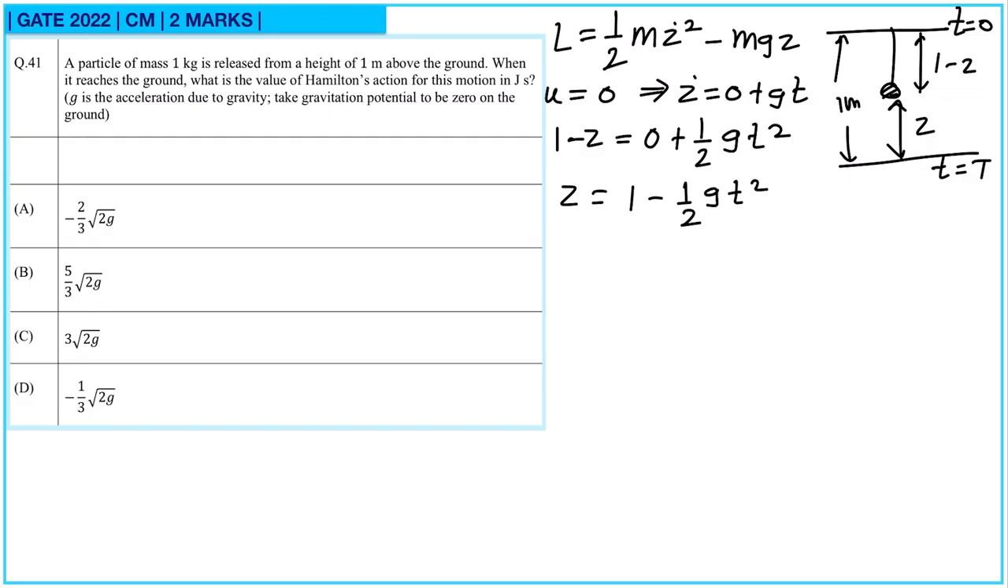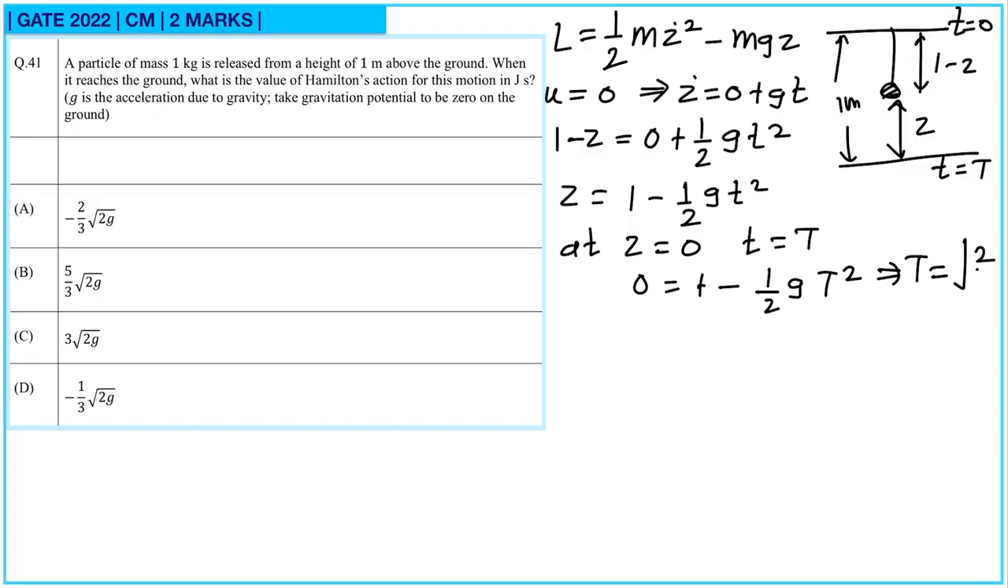So this is the Lagrangian, we can substitute it here, and we need the time interval. Initially it is 0 and this is capital T. So at z is equal to 0, the time taken will be capital T. So let's substitute in this equation. You will get 0 equals 1 minus half g t square. So from here T is equal to under root 2 by g.